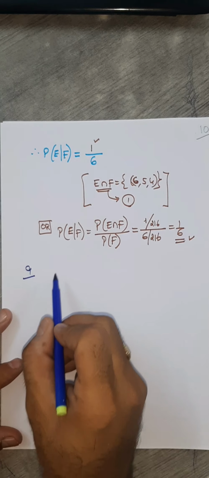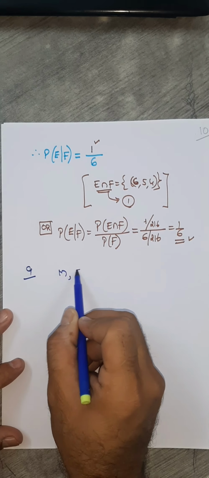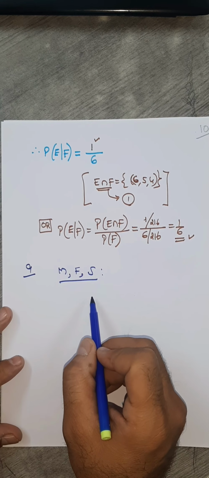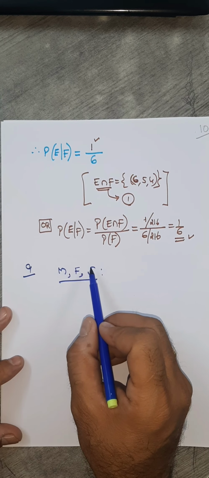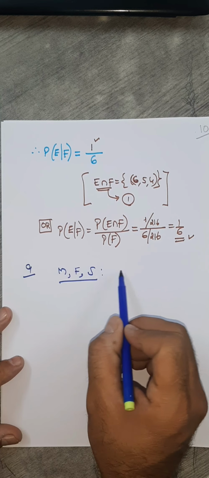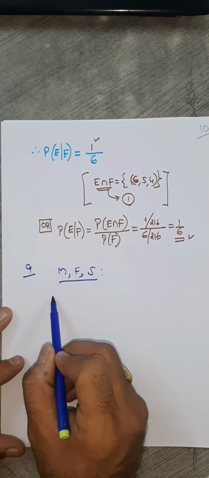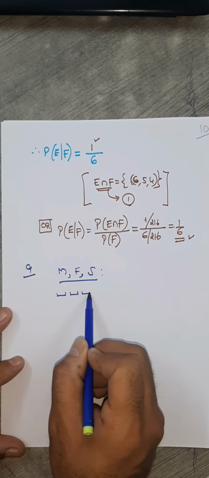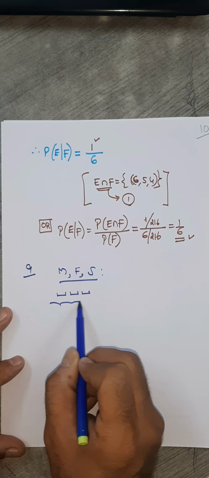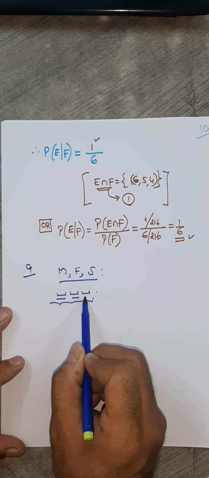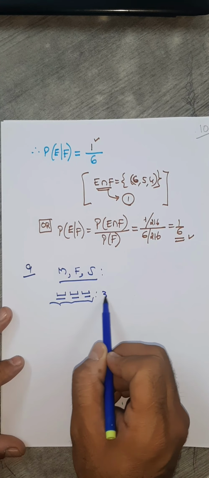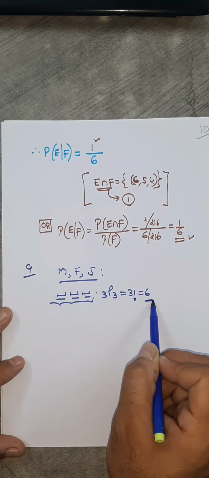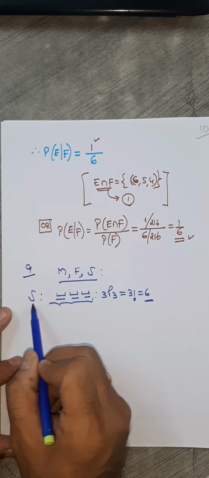9th question. Mother, father and son. These 3 line up at random for a family picture. So it is an arrangement of 3 objects, 1, 2 and 3. So it's a question of permutation. How many ways can 3 objects be arranged internally? You recall it is 3P3, 3 factorial. So there are 6. So this is the main sample space.